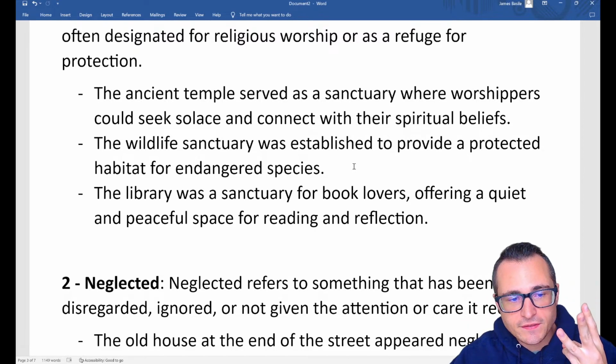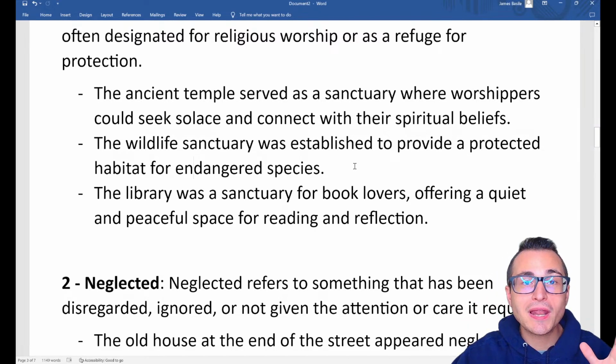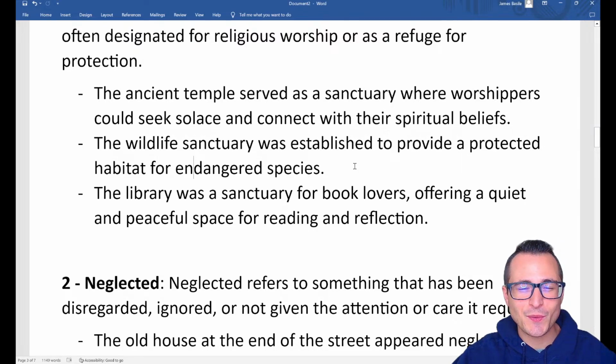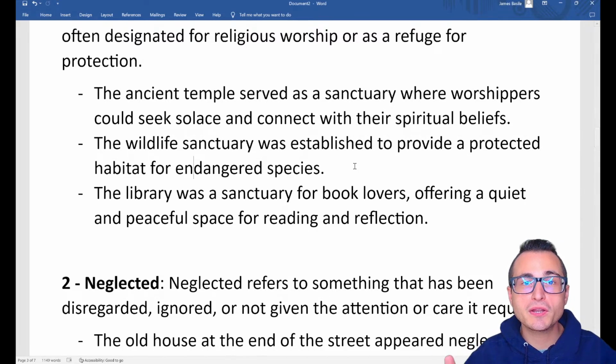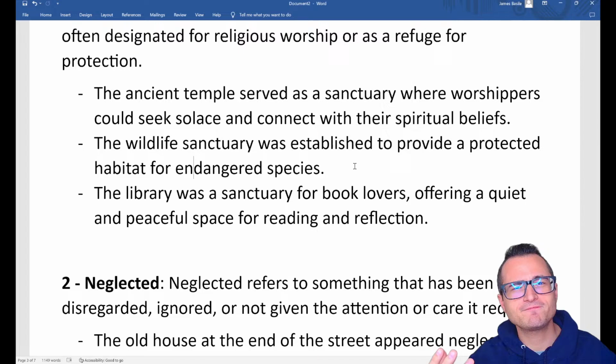The third sentence with sanctuary. The library was a sanctuary for book lovers, offering a quiet and peaceful space for reading and reflection.